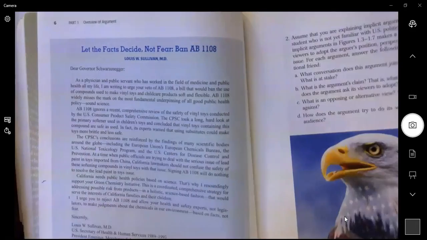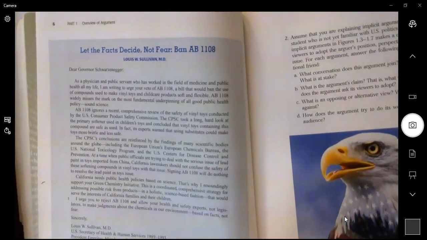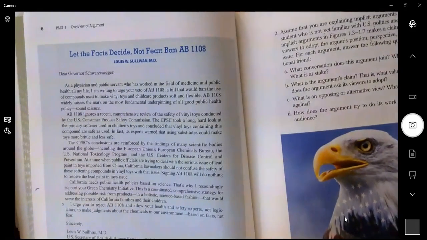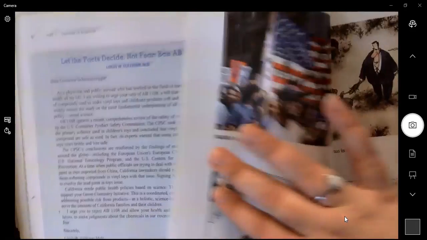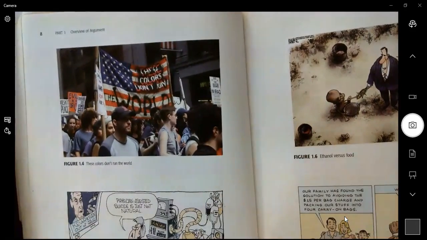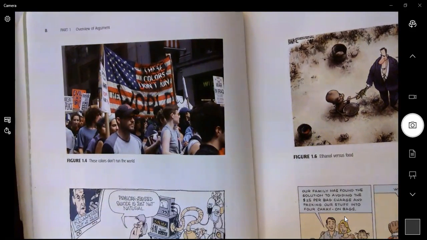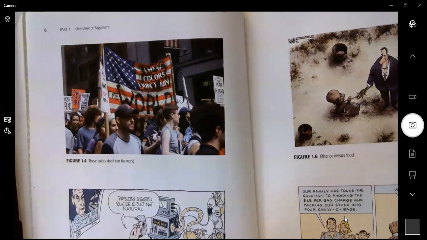Let's see. Yeah. So the argument's claim, I said, was that, of course, the U.S. doesn't have authority over every country, and that we should get out of this war. Right. So the U.S. doesn't have authority over every country, and that we should get out of that war. That's a really simple, explicit claim. Good job. Next.